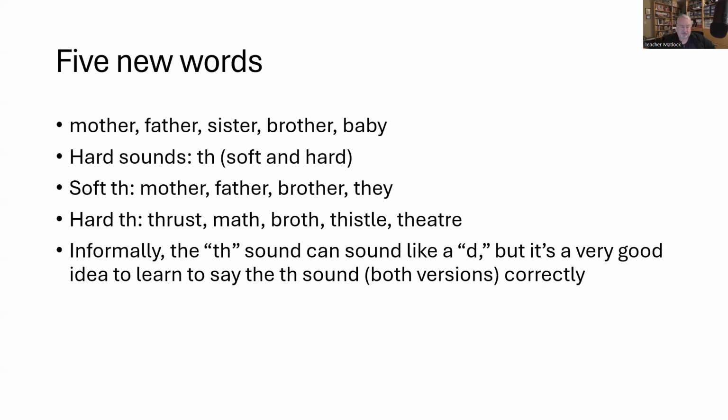And there are 2 types of TH sounds. There are what I would call a soft TH and a hard TH. The soft TH is heard in the words mother, father, brother, they. Notice that there's no puff of air before you say that soft TH. The hard TH is thrust, math, broth, thistle, theater.